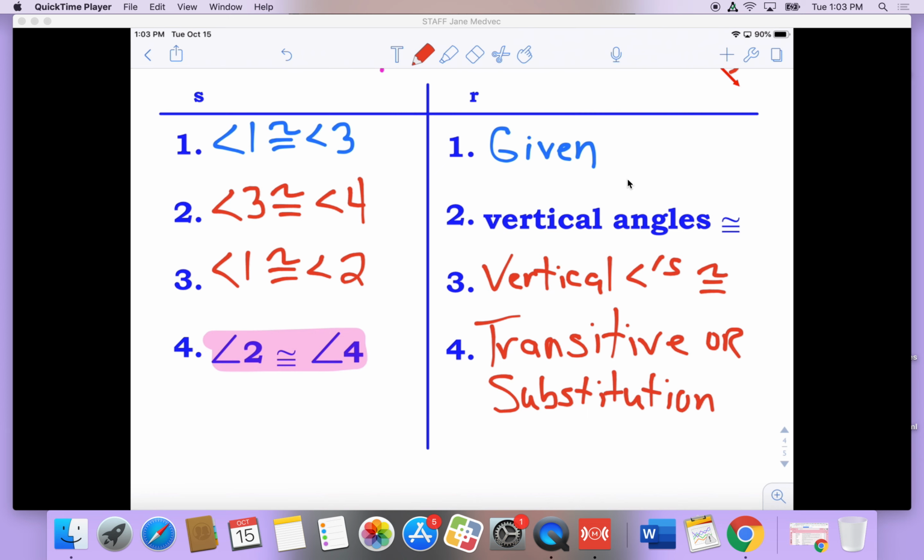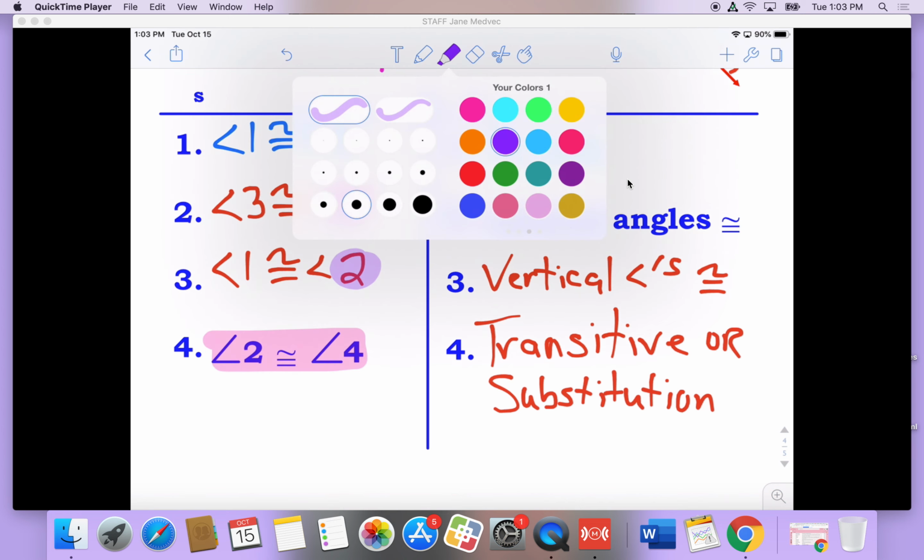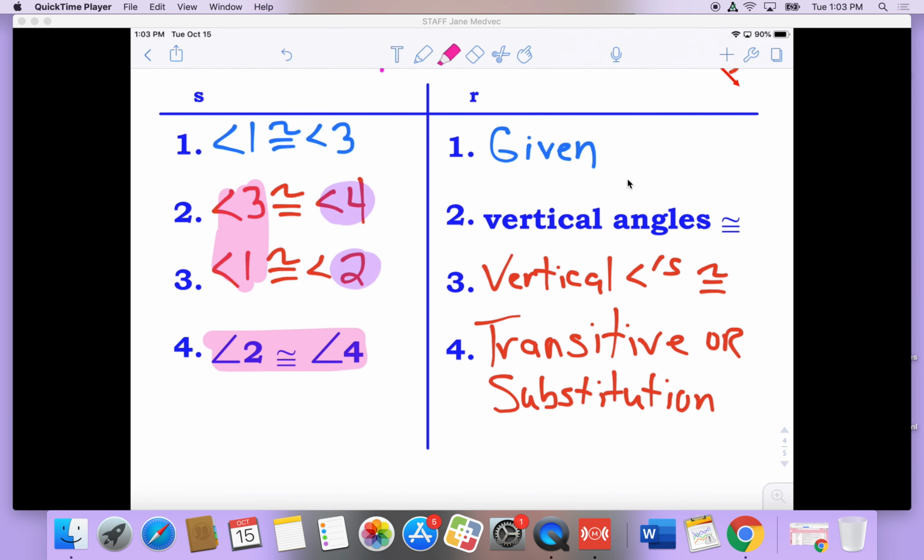Okay, so you're going to notice that if we look a little bit closer, this is like the Oreo cookie, okay? And these two are like the double stuff that I took out, and then I put the two together. And I can say that 1 is congruent to 3 because of the given that they gave me. Okay, so that's why I can do the transitive property.